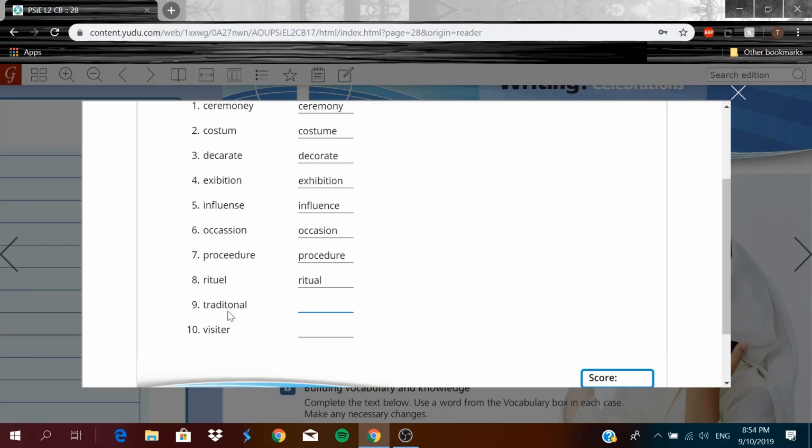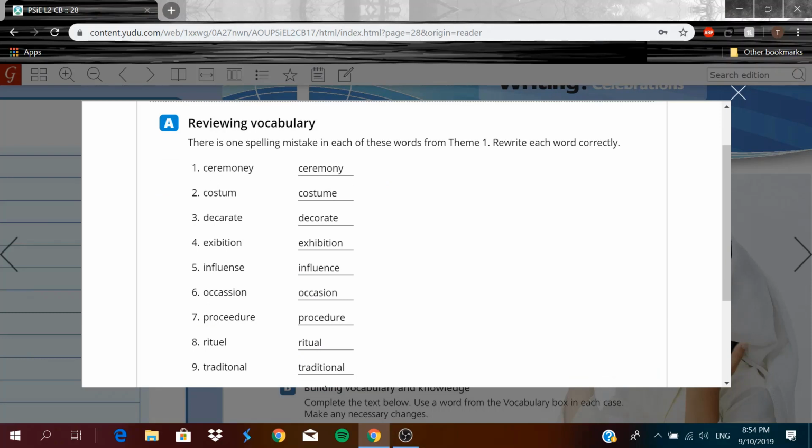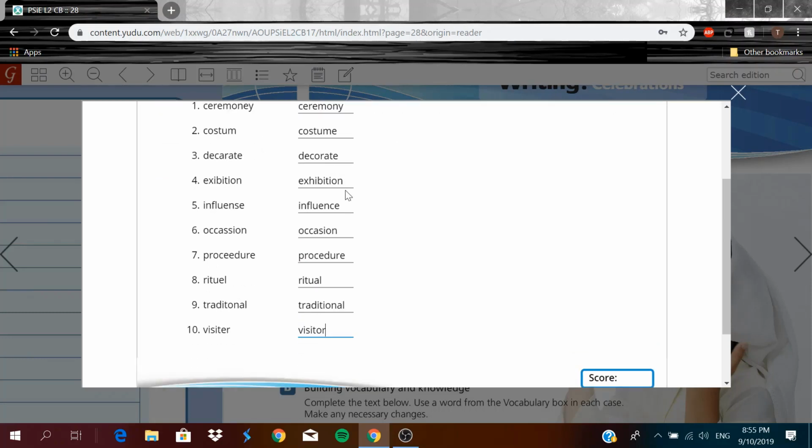Okay, then we have number 9, traditional. Looking at this from afar, you probably won't notice because it's hidden, but there's a missing I here, so traditional. T-R-A-D-I-T-I-O-N-A-L. Okay, traditional. And finally, we have number 10, visitor. Obviously, visitor is with an O, so visitor, like so. Okay, so ceremony, costume, decorate, exhibition, influence, occasion, procedure, ritual, traditional, visitor.